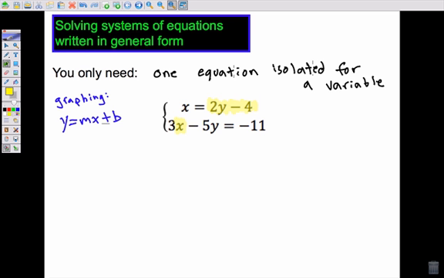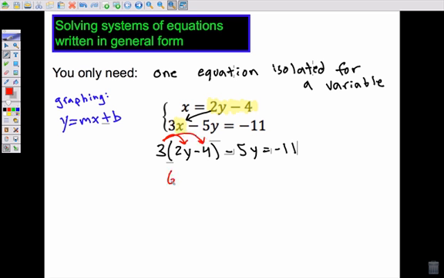Now I can do my substitution step, where this is going to replace the x. So it's going to be 3, and I'm just going to write the second equation totally as is, except for replacing the x. So I'm going to replace it with 2y minus 4, minus 5y equals negative 11. From here, we'll have to do some distributive property. So draw in your arrows.